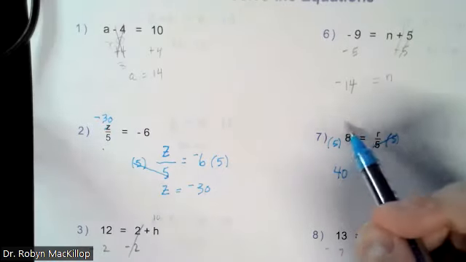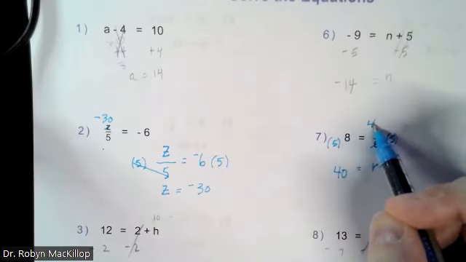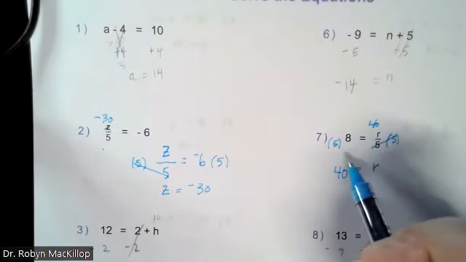And we can always double check. We can pop that 40 right into where the R was. 40 divided by 5 is 8.